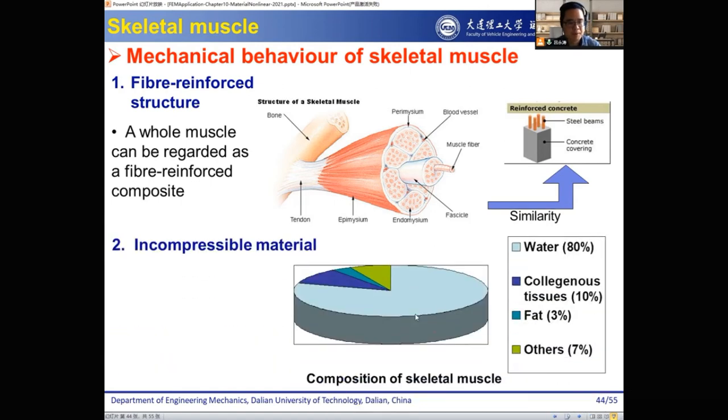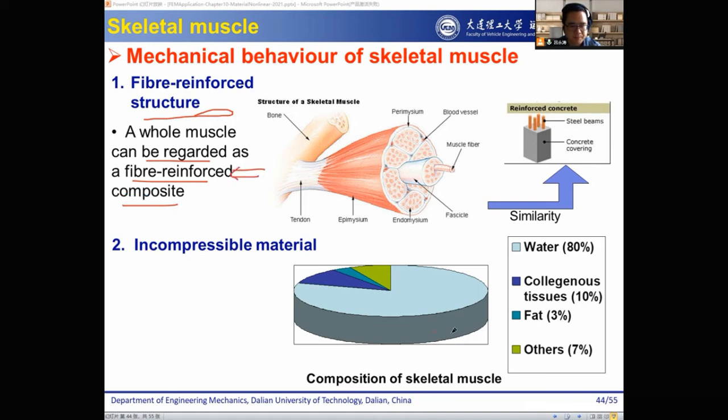Usually, we have to perform many experimental tests, or we have to know the components of the muscle, in order to know its behavior. So for the muscle, first is a fiber reinforced structure. We know this is the diagram of the muscle. We have many muscle fibers, so it's similar to fiber reinforced concrete. Therefore, based on this feature, we should regard it as a fiber reinforced composite. Okay, so this is the corresponding mechanical model.